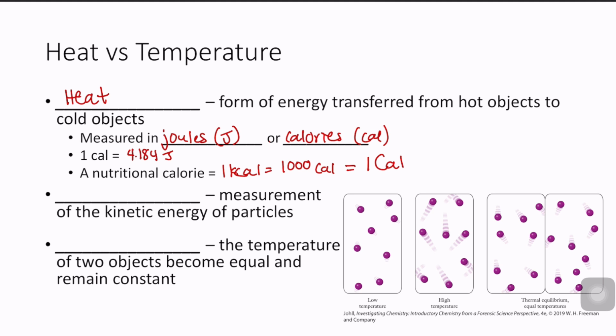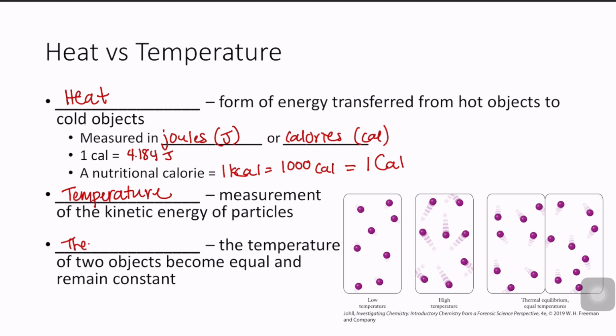So heat is a transfer of energy in the form of heat. Temperature, on the other hand, is a measurement of that heat. It's a measurement of the kinetic energy, how the particles or molecules are moving within the chemical reaction.